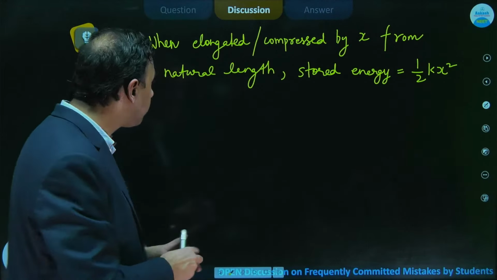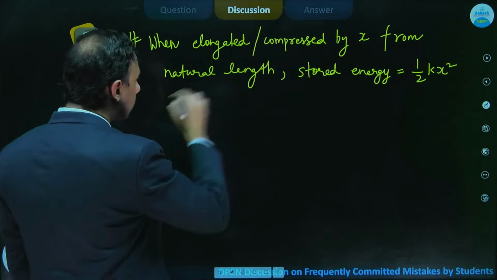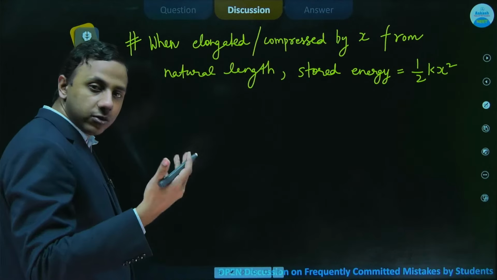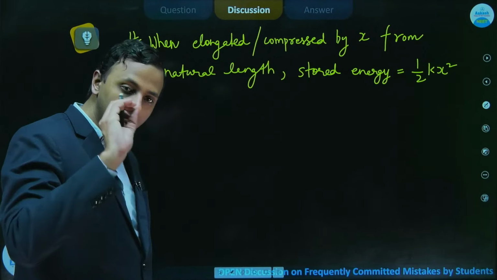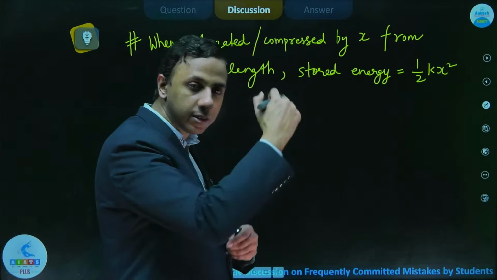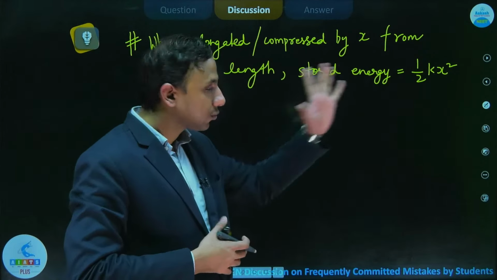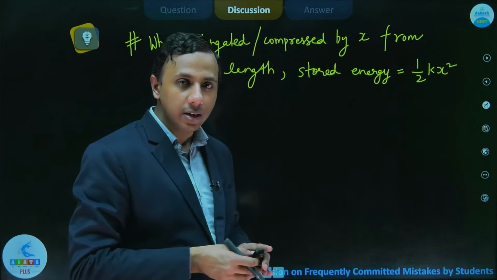Why? Because at natural length there is no elongation, there is no compression, so at natural length we say stored energy is equal to 0, right? So that is why, with respect to natural length, the stored energy is going to be positive, and obviously the stored energy will be positive only, it cannot be negative.